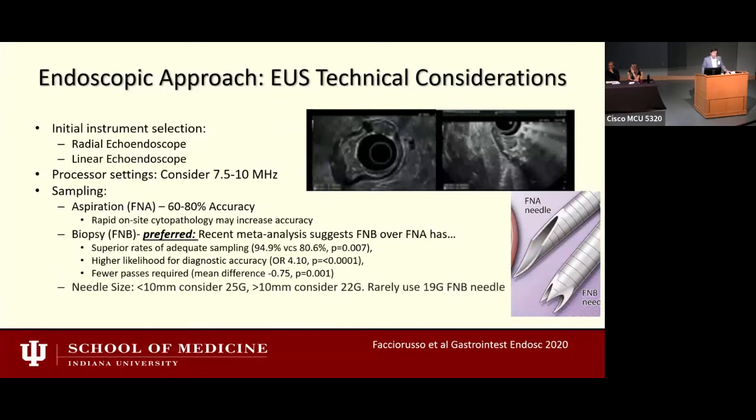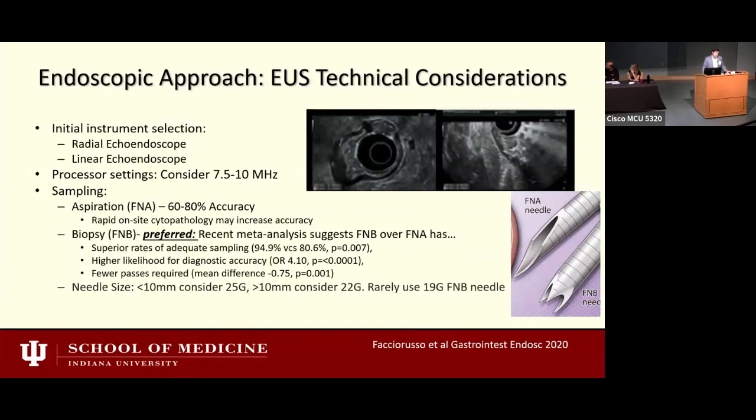For sampling, needle aspiration has decent performance with reference to accuracy, but really what we're doing now with modern biopsy needles is performing FNB. A recent analysis has shown that FNB performs quite well over FNA in terms of superiority in adequate sampling, higher likelihood of diagnostic accuracy, and fewer passes to obtain a diagnosis.